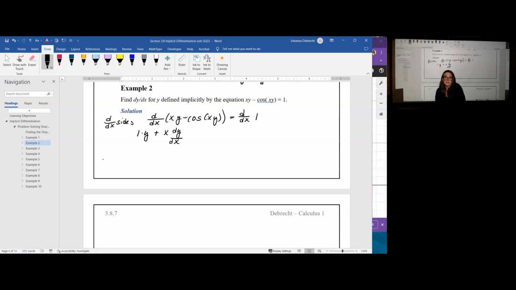Then I need to take the derivative of negative cosine of xy. The outside function is cosine, and the derivative of cosine is negative sine. So the derivative of negative cosine is positive sine. So I'll get sine, freeze the inside as xy, now multiply by the derivative of xy, which we've already done once, so we can just simply rewrite the result here. And this is equal to 0. In order to continue this problem, we need to simplify it.